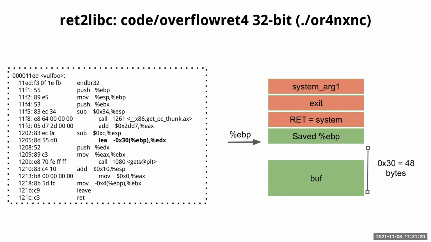4 bytes higher than the return address, we can put the exit function there, but it's not required. If the system call is successful, this one will never be executed. So in all of our shell exploits before, we just ignored this part. We didn't repeat the address here, but we can, to make it more graceful.